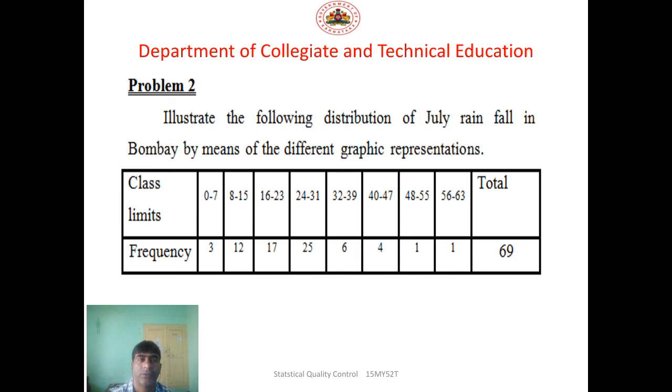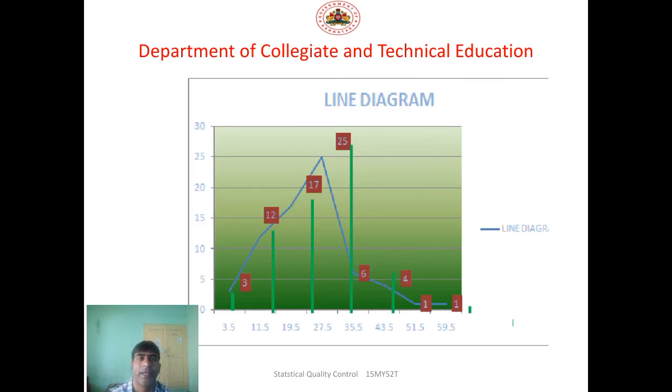Okay, so start drawing, students. First one we will see the line diagram. See here I have solved that problem. You all should take your graph sheet or your notebook, mark the points on the x-axis and y-axis, and accordingly, as I have explained in the class, you should mark the midpoints.